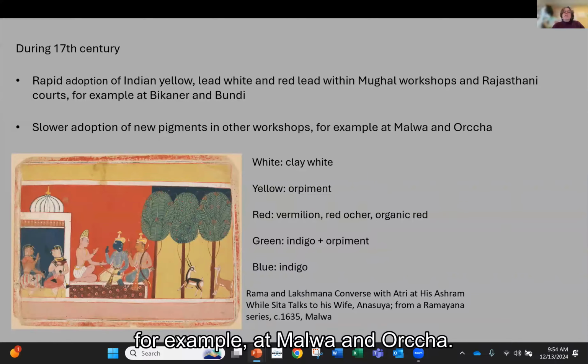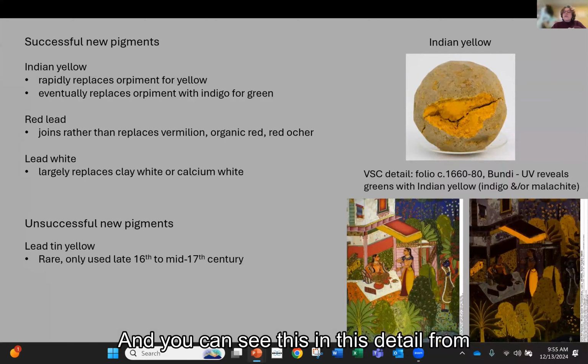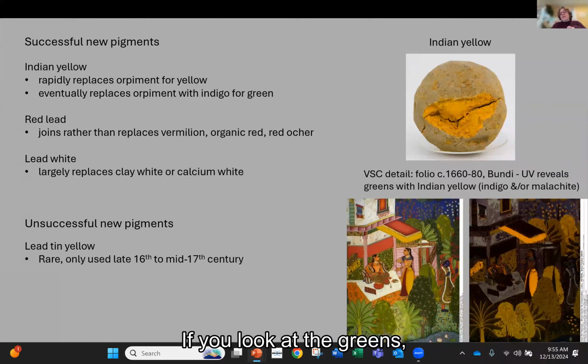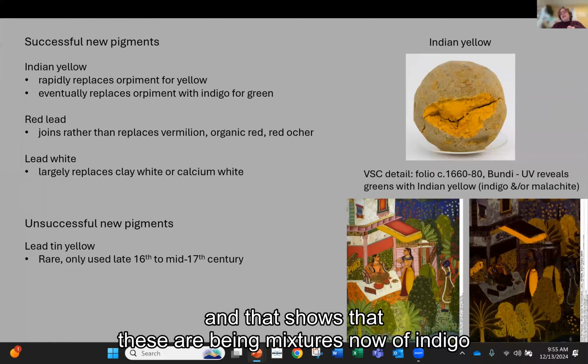However, if we look at the development, Indian yellow rapidly replaces orpiment for yellow in nearly all folios. And eventually it does replace orpiment even in the greens. So Indian yellow starts being mixed with indigo instead of orpiment. And you can see this in this detail from our video spectral comparator of the 17th century example from Bundi that I actually showed earlier. If you look at the greens, you can see that they're fluorescing in ultraviolet light. And that shows that these are now mixtures of indigo with Indian yellow instead of with orpiment. And in fact, there's often malachite mixed in as well.